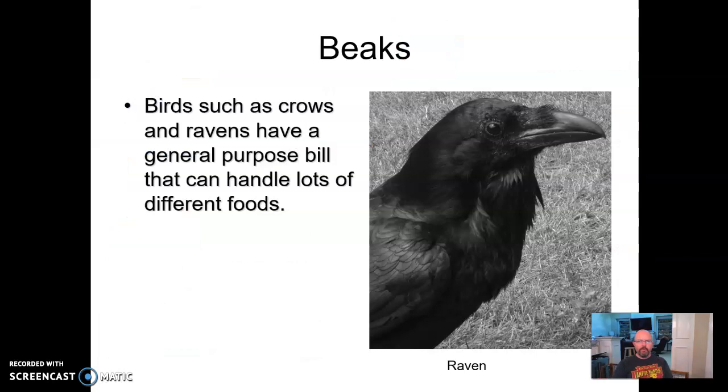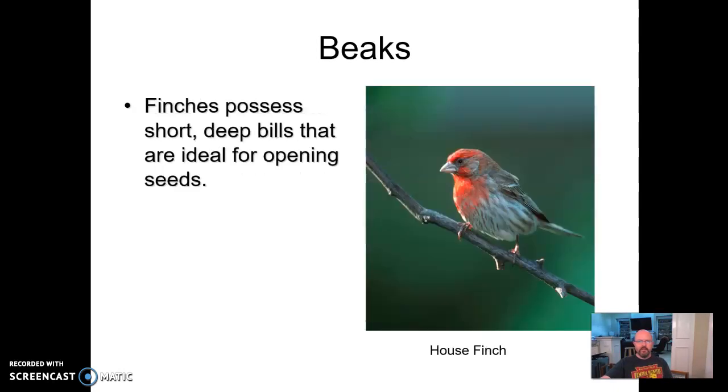Crows have a general purpose bill. They're kind of the jack of all trades when it comes to birds. They are omnivores. They will eat pretty much anything, which ironically makes them a lot like us. And probably one of the reasons that we don't like them. They kind of reflect some of our behavior as being able to survive in pretty much any conditions. They're good at trailing us and taking advantage of our situation. And I think that's probably a lot of the reason that people suspect that ravens and crows are harbingers of bad news. Finches have short, deep bills, ideal for opening seeds.